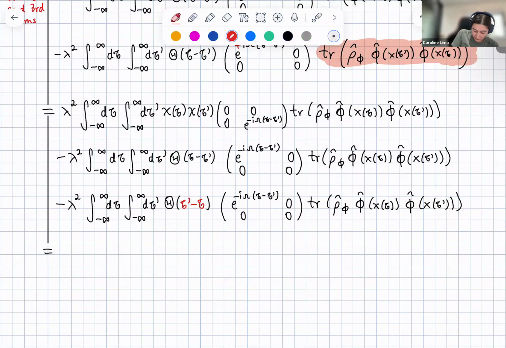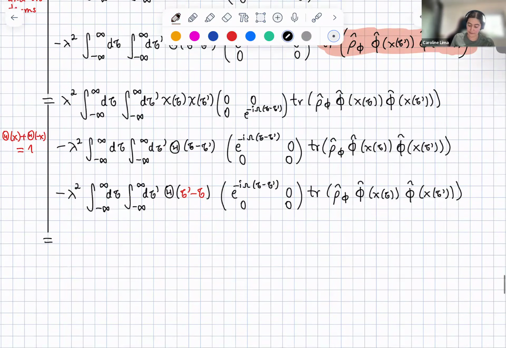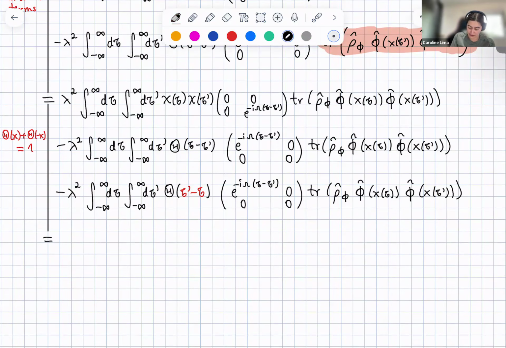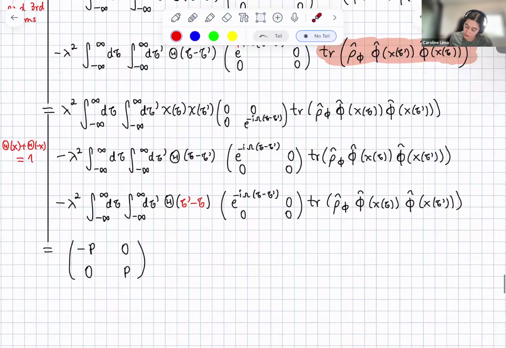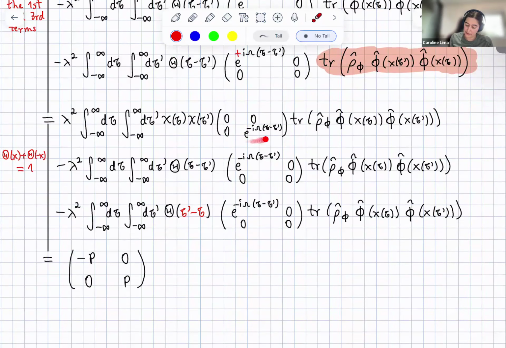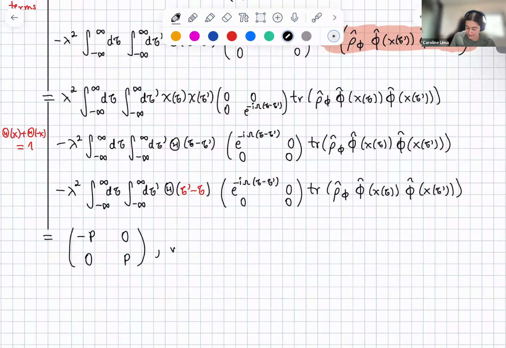But there is a nice property, which is the Heaviside of x plus the Heaviside of minus x is equal to 1. Okay? And because of that, I can rewrite everything as simply minus p, 0, 0, p. Because if you look at all of these terms, I'm going to get exactly the same thing. So I have e to the minus i omega (tau minus tau prime) times this trace integrated against the switching functions. And this p is the probability of excitation.